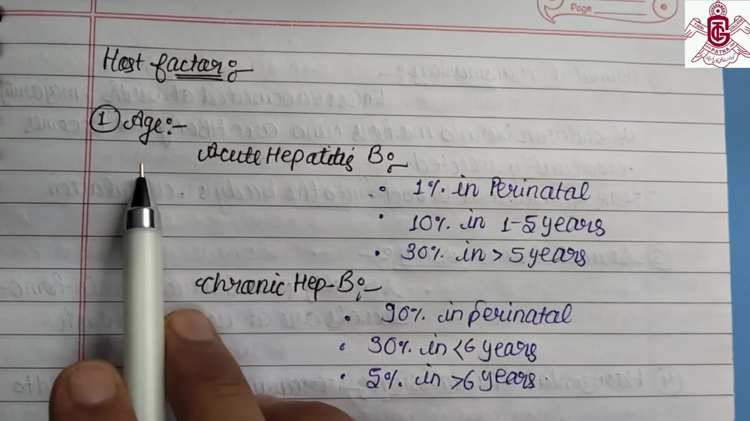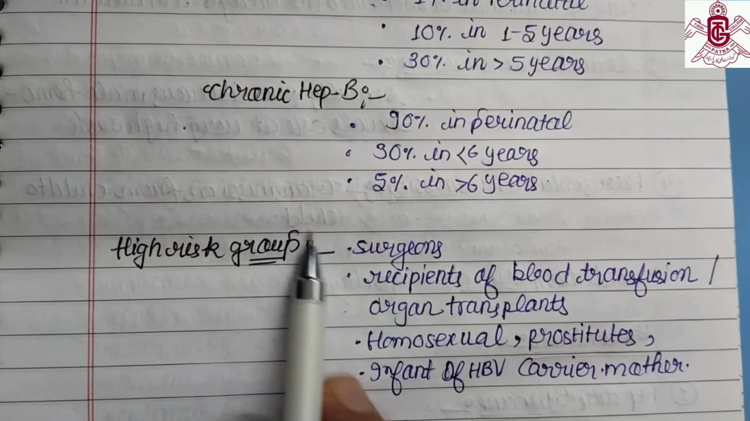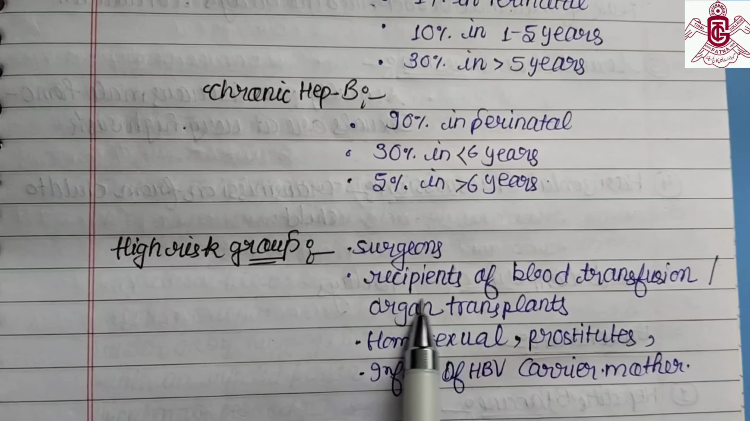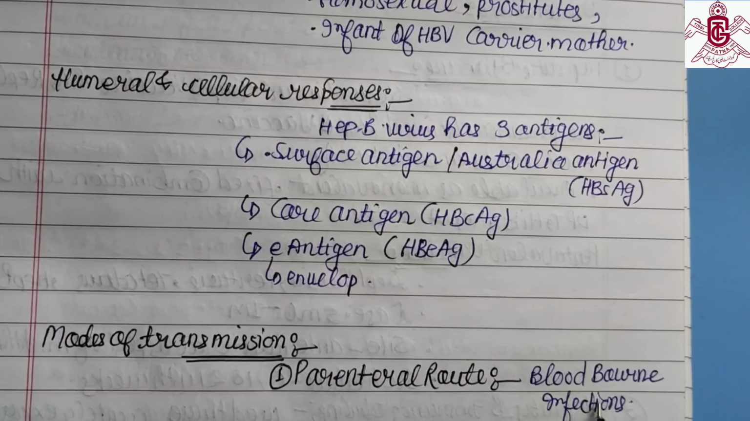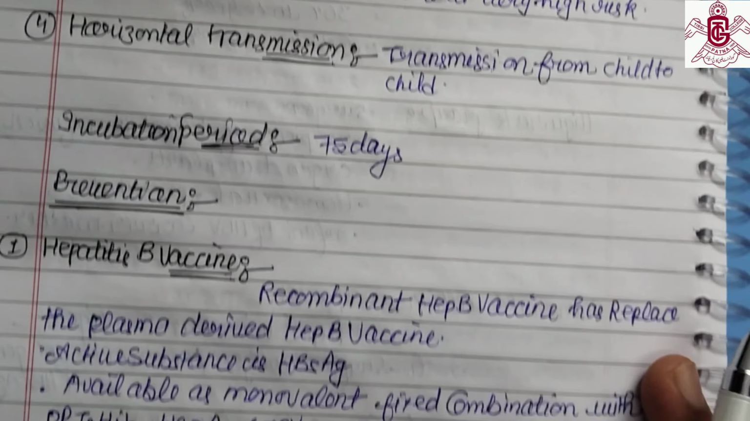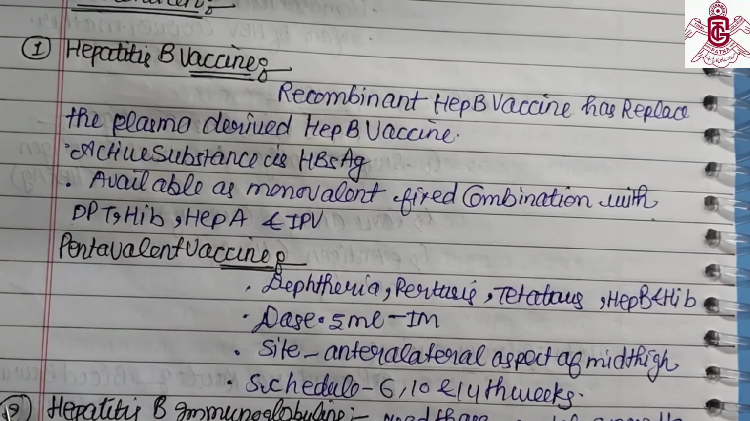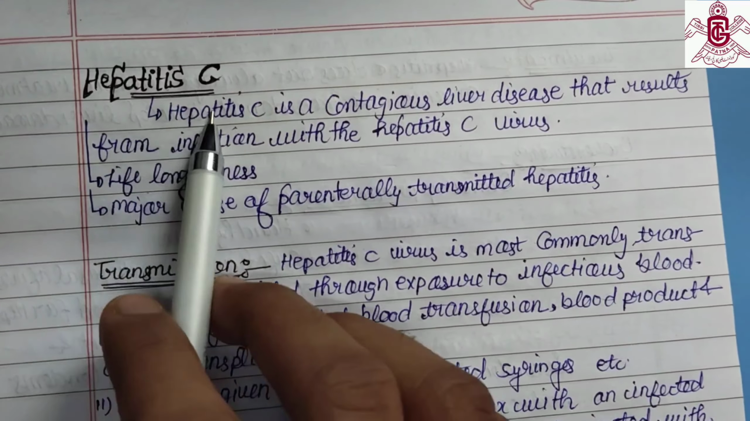Host factors: acute hepatitis B and chronic hepatitis B. High-risk groups are surgeons and recipients of blood transfusions and organ transplants. The mode of transmission is the parenteral route, through blood. The incubation period is 75 days. Prevention is by the hepatitis B vaccine and the pentavalent vaccine.